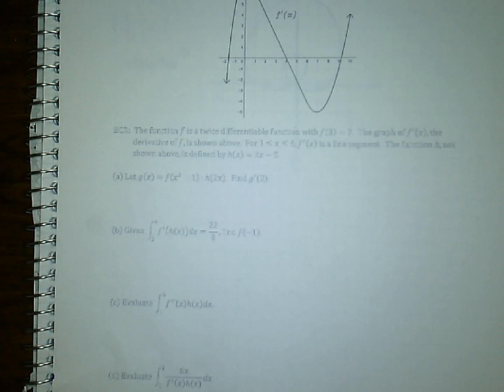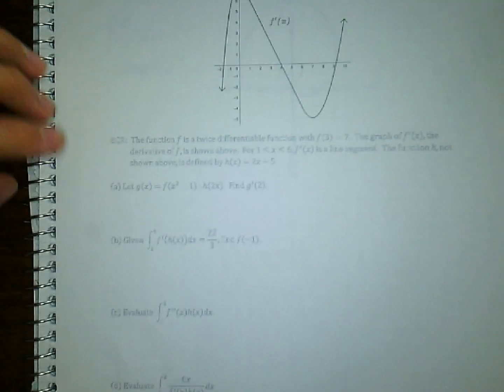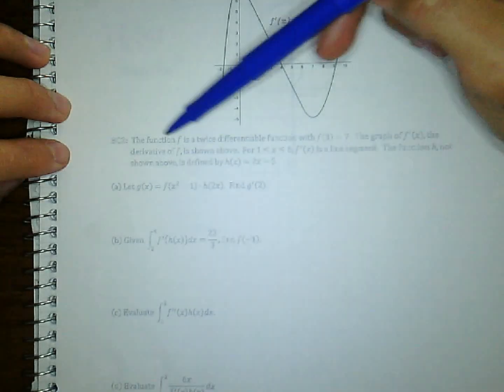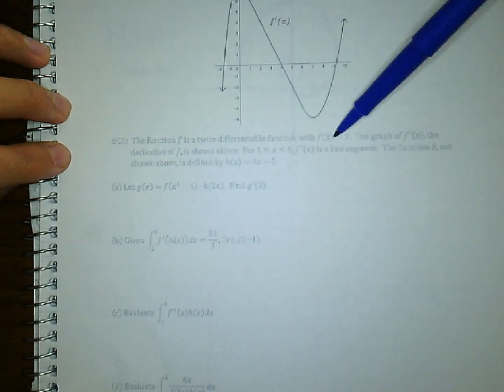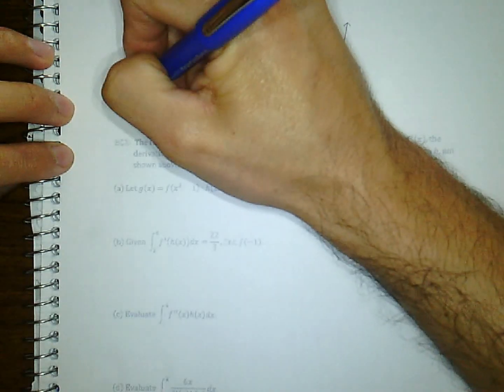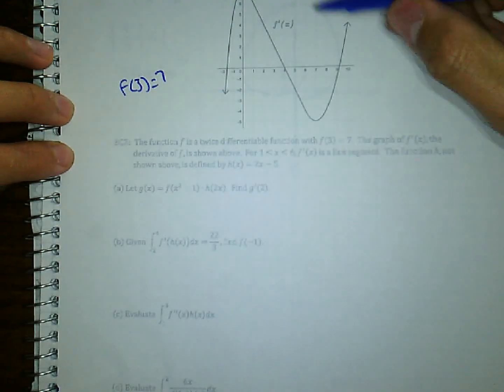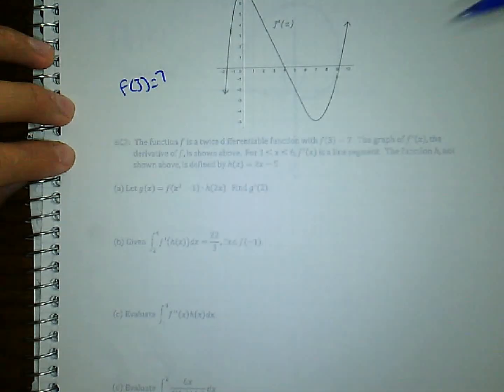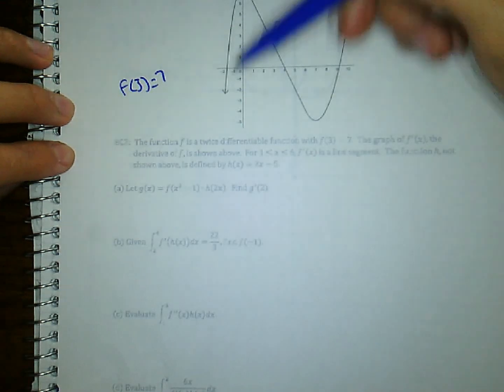So the problem says the following. You have a function and you're given f prime, so it's going to be very important. It says the function f is twice differentiable. You are told that f of 3 is 7, so that's going to be important. I'm going to go ahead and write that over here because you guys can't see it. F of 3 is 7. The graph of f prime is the derivative of f. Okay, that makes sense. It's shown above.